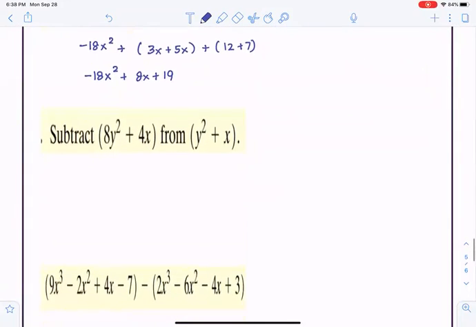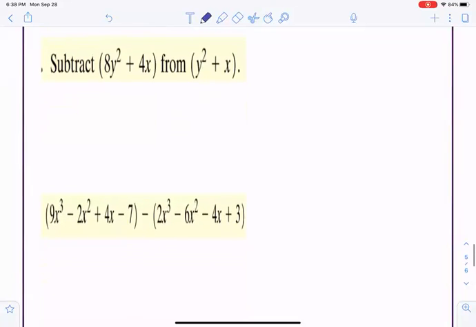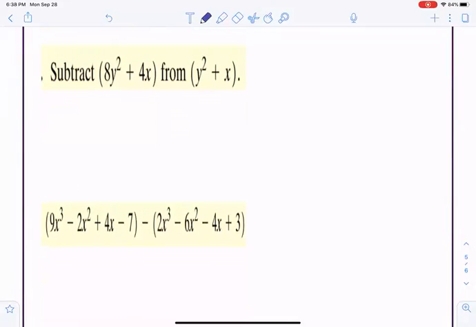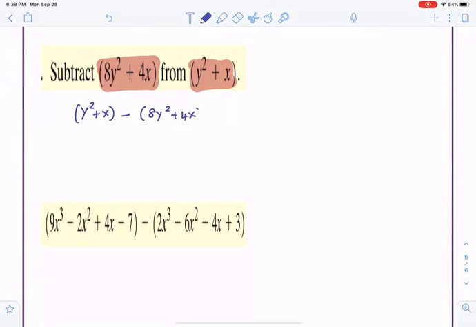So as I mentioned in the previous problem, the order matters when we subtract polynomials. So here it says subtract 8y squared plus 4x from y squared plus x. So that simply means we have to write y squared plus x first, subtract 8y squared plus 4x.